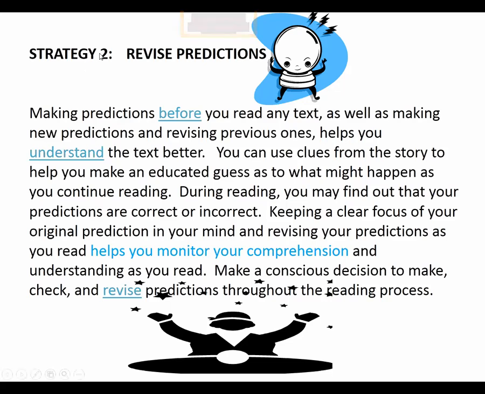आपका ऑटोमेटिकली आपके माइंड में ये सब आ रही होती हैं चीजें. Right, so this strategy is basically revised prediction, and if this is not happening, it means you won't be able to understand that text. Okay, so this is an important strategy. You can use clues from the story to help you make an educated guess as to what might happen as you continue reading. During reading, you may find out that your predictions are correct or incorrect. Keeping a clear focus of your original prediction in your mind and revising your prediction as you read helps you monitor your comprehension and understanding as you read.